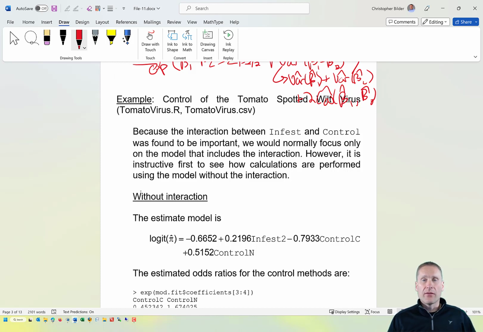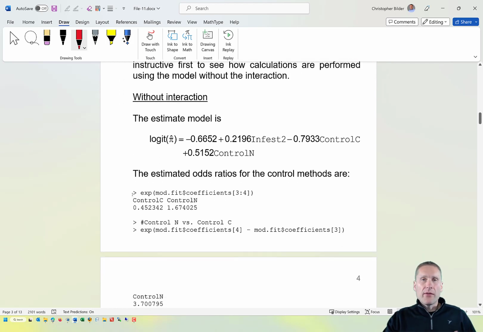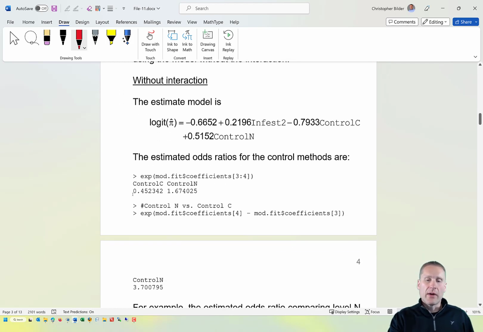However, for teaching purposes, let's start with the model that does not have the interaction because it will be simpler to work with. Then we'll go to the model that does have the interaction. So we previously found that the model without the interaction looked like this. This is the estimated model, that is. So if I wanted to find then the corresponding odds ratios for control, this is what I can do.